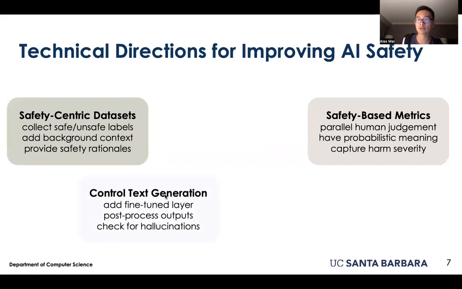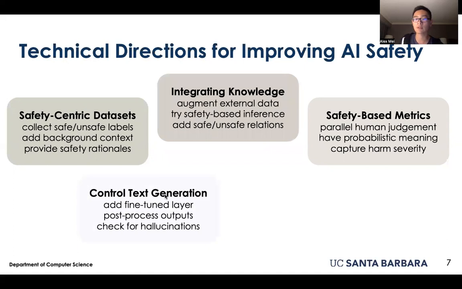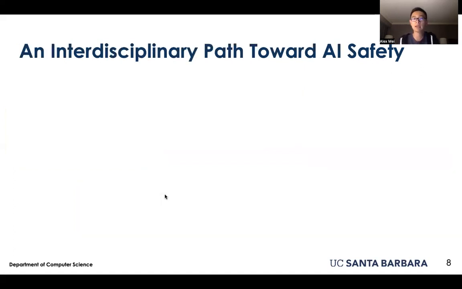On the model side, controlled text generation could be a fruitful strategy to mitigate unsafe generations. Integrating knowledge through external sources or information retrieval could aid the reasoning process. And finally, improving explainability of black box models can provide safety-specific insights. It's also important to consider an interdisciplinary approach to improving AI safety.